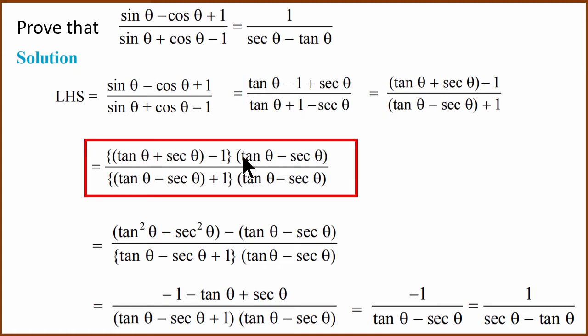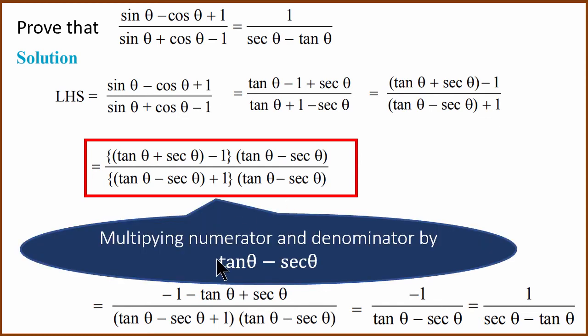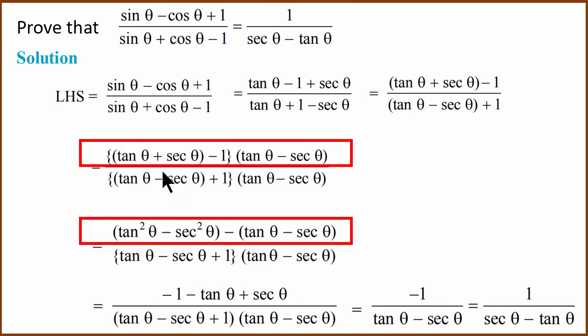What are we doing here? We are multiplying both numerator and denominator with tan theta minus secant theta. Why we do this, you will see later. So that's what we're doing. We're just multiplying numerator and denominator by tan theta minus secant theta. Then we only simplify the numerator. We don't simplify the denominator.